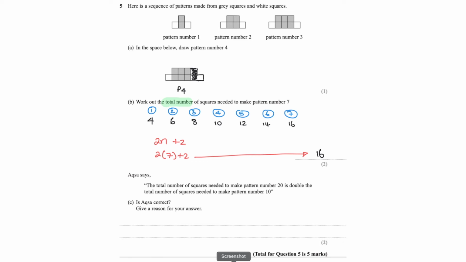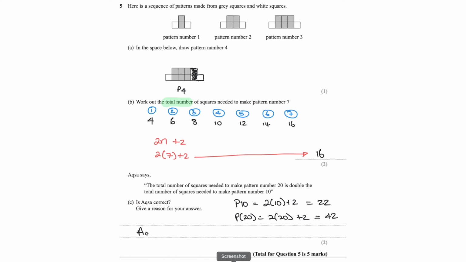Well, in this case, I will use my nth term. So pattern number 10, so I'm going to say P10 is going to be 2 times 10 add 2, which is going to be equal to 22. And then pattern number 20 is 2 times 20 add 2, which is going to be equal to 42, because double 20 is 40, add 2 is 42. So clearly AXA is wrong.